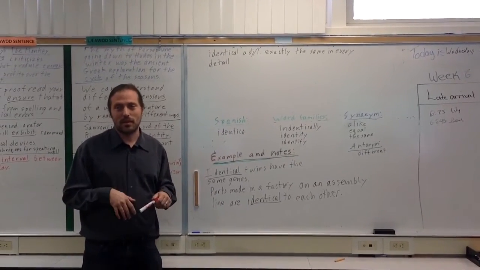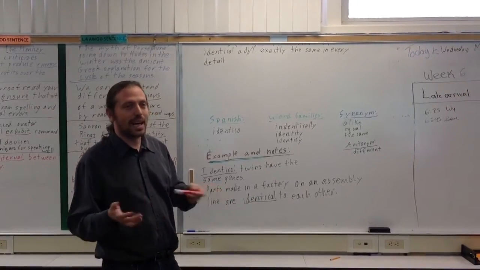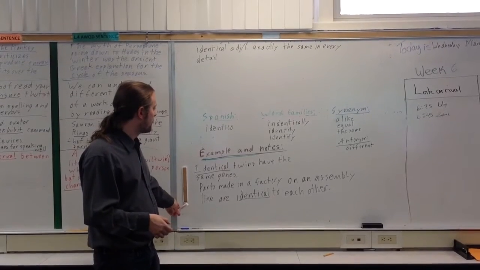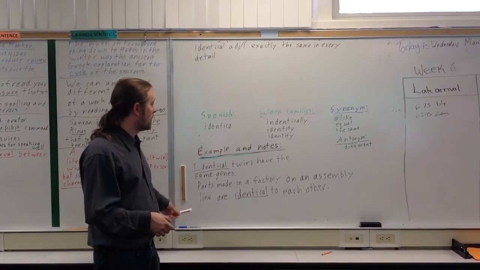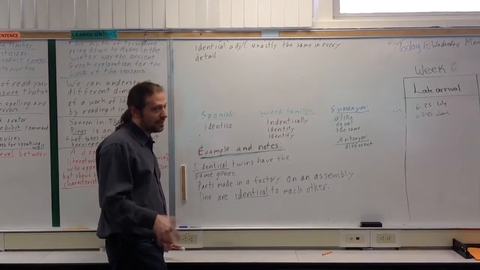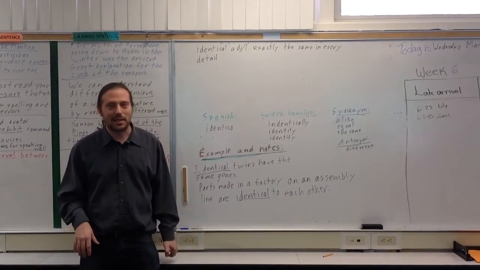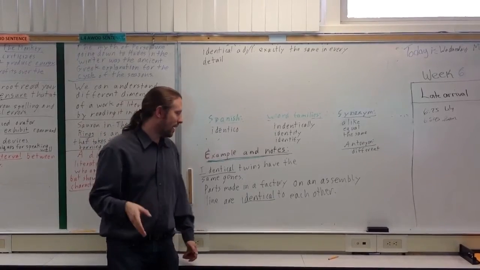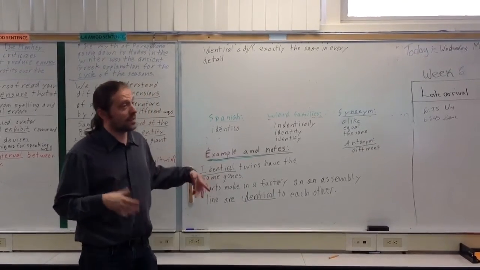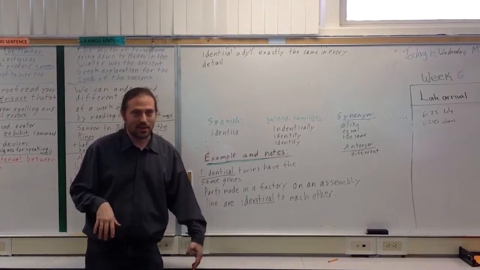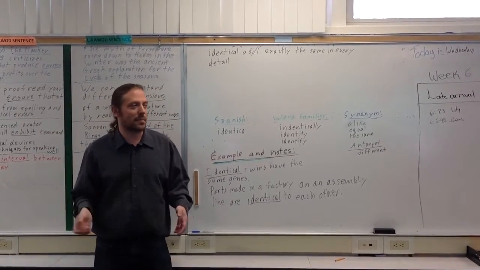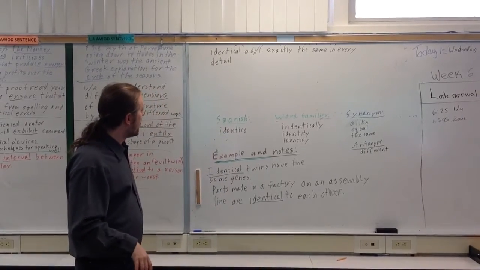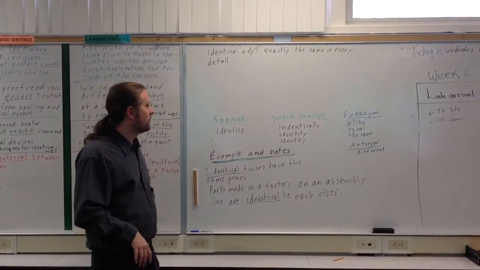Genes, exactly the same. During their lives, different things happen to them, but their genes are identical. Or we could say, in a modern factory that has an assembly line, like with people, or now a lot of times it's robots, that put things together, all the pieces are exactly the same. So parts made in a factory on an assembly line are identical to each other. Compared to if a person is making something, it's going to be slightly different every time. Identical, exactly the same. In Spanish, idéntico.